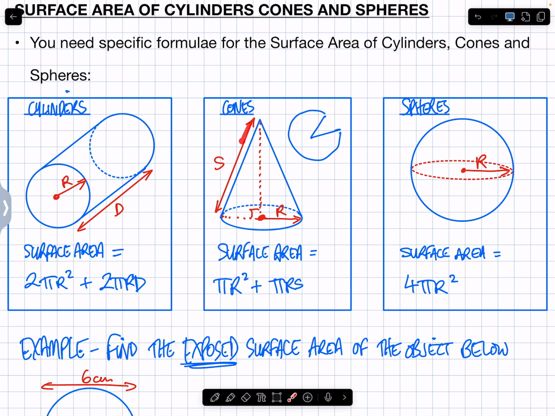So s is that. S is the diagonal or the sort of slant. That's why it's called s. It's called the slant of the cone. And obviously, if you need to find the slant, you would use Pythagoras. If you weren't told s, you'd use Pythagoras to find it, because that's the hypotenuse of the right angle triangle that goes to the center of the cone. Okay. So surface area of a cone, pi r squared, circle on the bottom, plus pi r s.